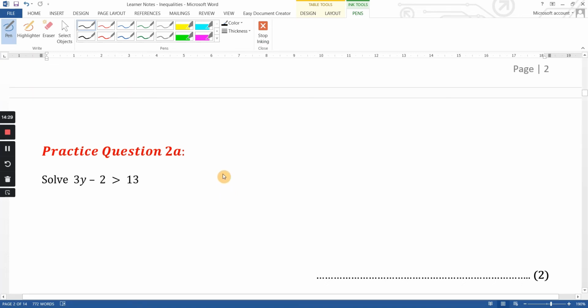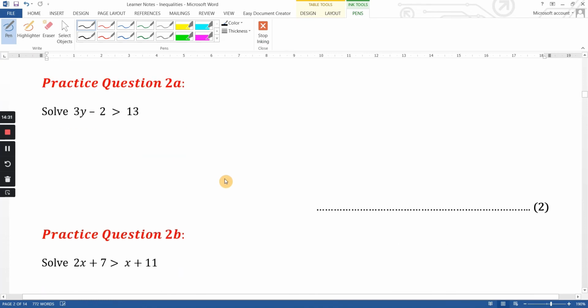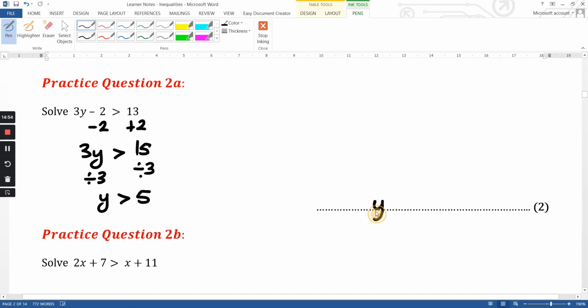Okay, let's go through these answers. So practice question 2A. Solve 3y minus 2 is greater than 13. So I'll keep the 3y there. Let's get rid of the minus 2. That gives me 3y is greater than 15. Divide both sides by 3. I get y is greater than 5. There's my answer. Y is greater than 5.